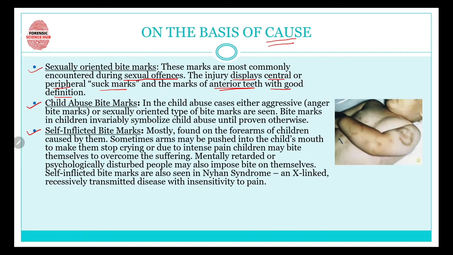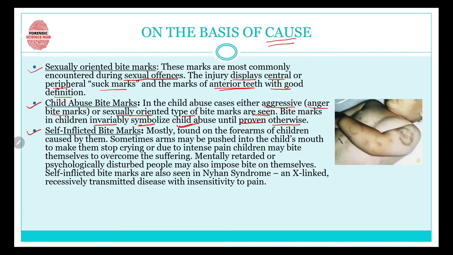Then comes the child abuse bite marks. In child abuse cases, either aggressive, that is anger bite marks, or sexually oriented types of bite mark are seen. Bite marks in children invariably symbolize child abuse until it is proven otherwise. So bite marks in case of children are generally due to child abuse only, but the exception is only when it is proved that no, it is not due to child abuse, it is due to some other reason.